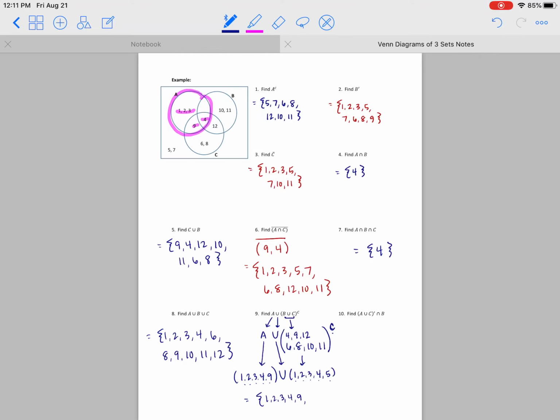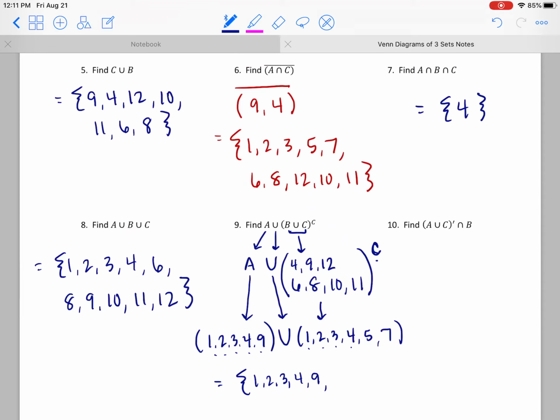Oh, I missed the 7. You're probably screaming at me. 7 goes in there too. So 1, 2, 3, 4, 9 we got. 1, 2, 3, 4 don't need to repeat, but we do have 5 and 7 to add into that mix. So 5 and 7. And there's that answer. Okay? Alright, last one is going to be similar in the level of difficulty.